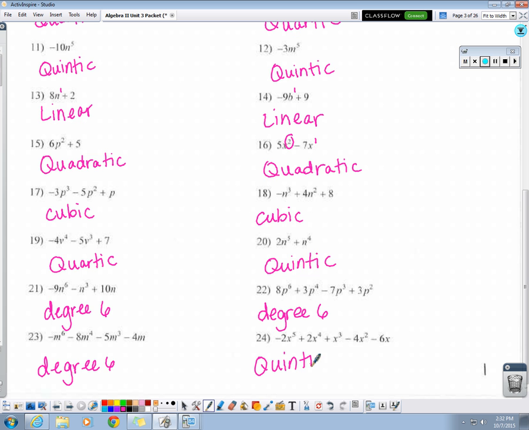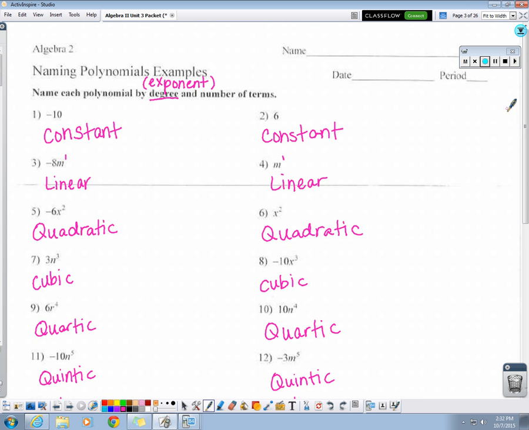Don't turn over the page. Remember, they have two names. Their first name comes from their degree, their highest exponent. Their second name comes from their number of terms. All of these are classified as polynomials, but a polynomial that only has one term is known as a monomial. Okay, so number 2, that's only one term, so that's also a monomial.